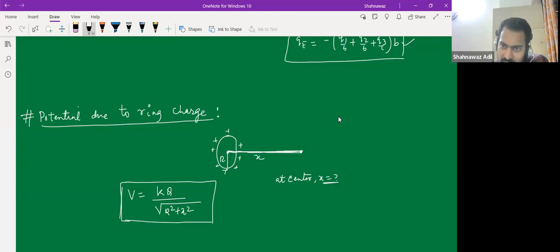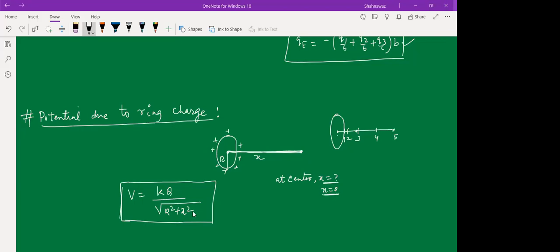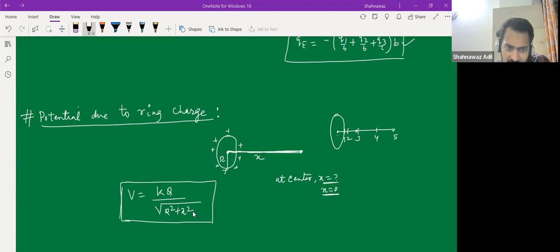So let's say that this is a ring, and let's say this is 5, this is 4, this is 3, this is 2, this is 1. So at this point, how much would be x? Is this not clear? x would be 0. Why are you guys not responding? Yeah, you were saying x equals 0.